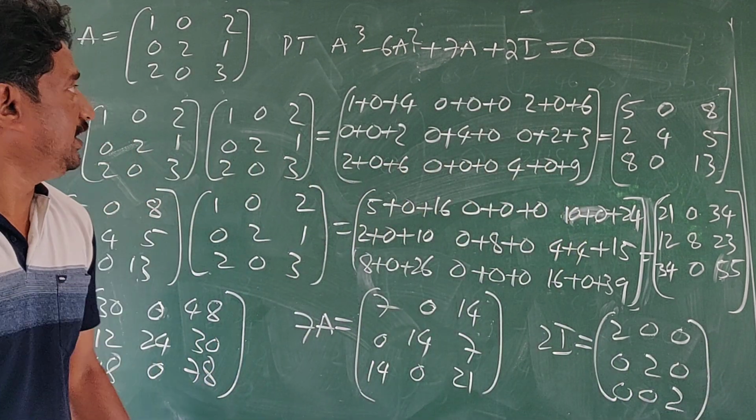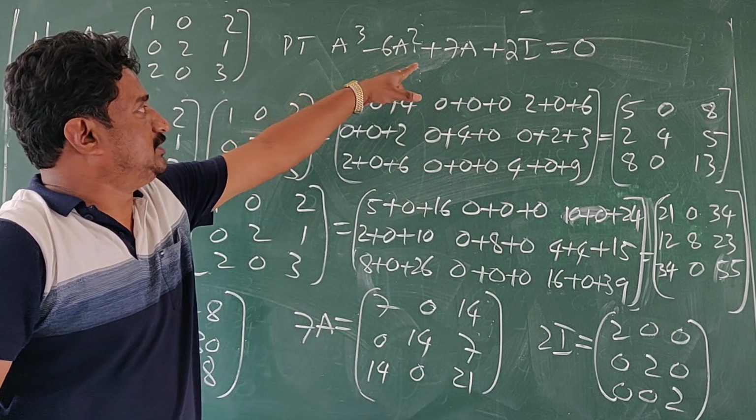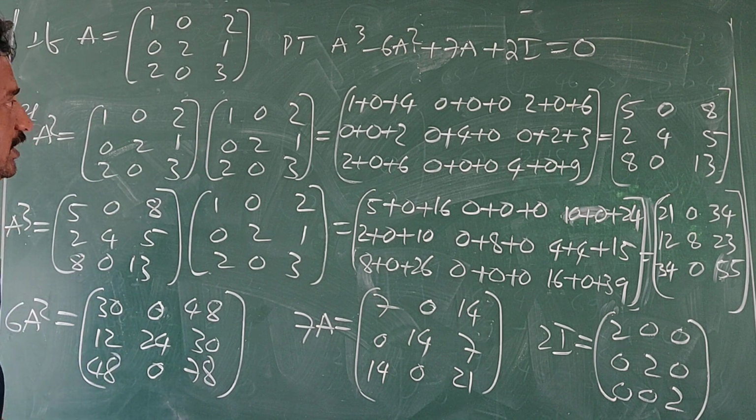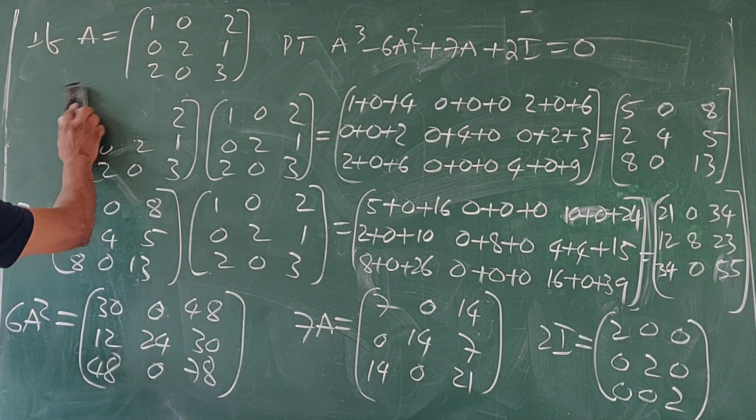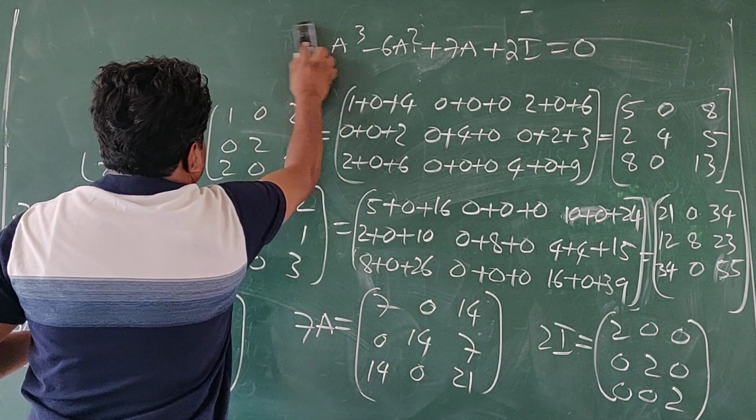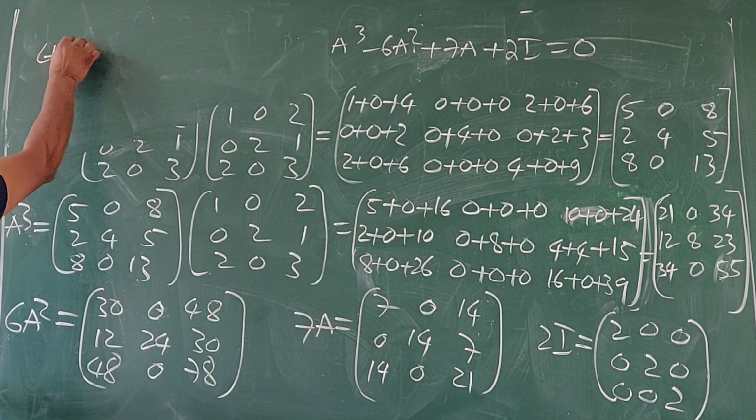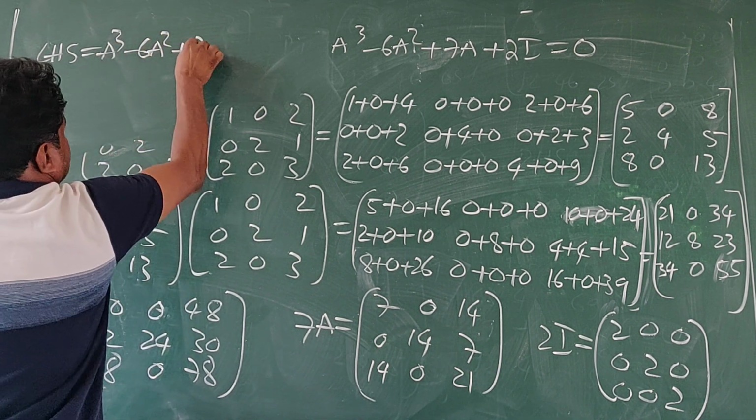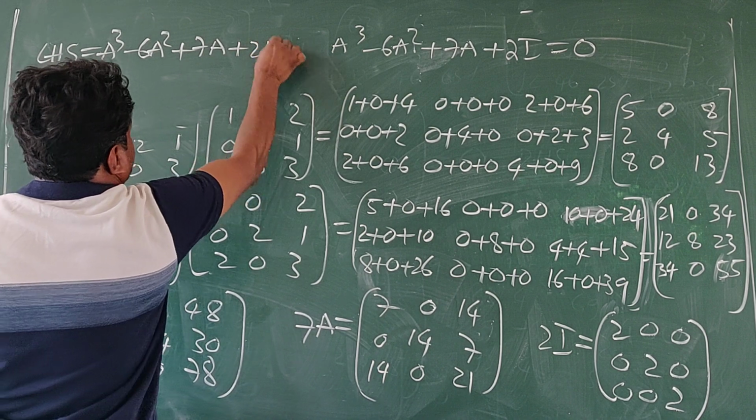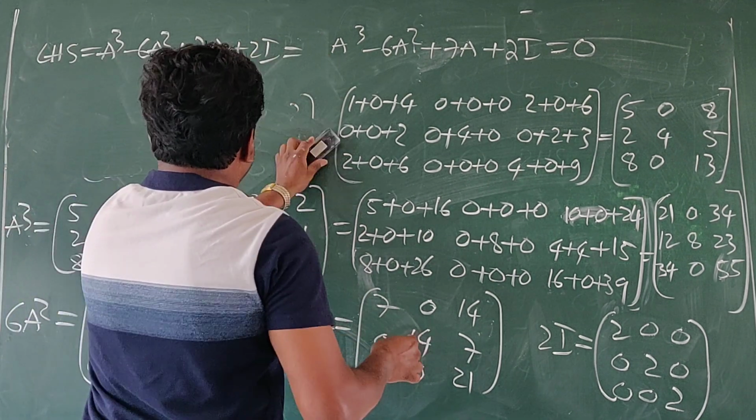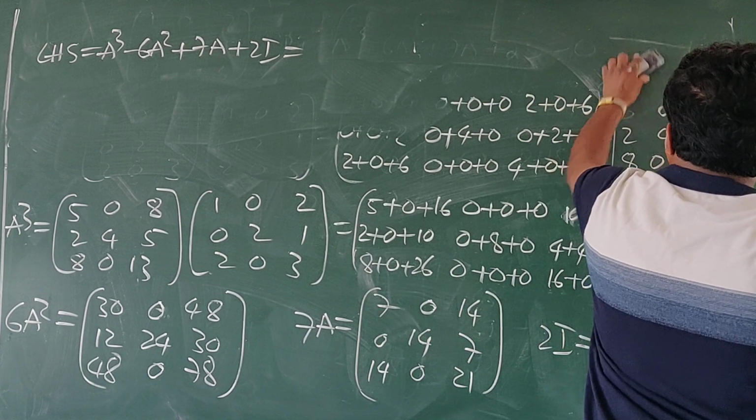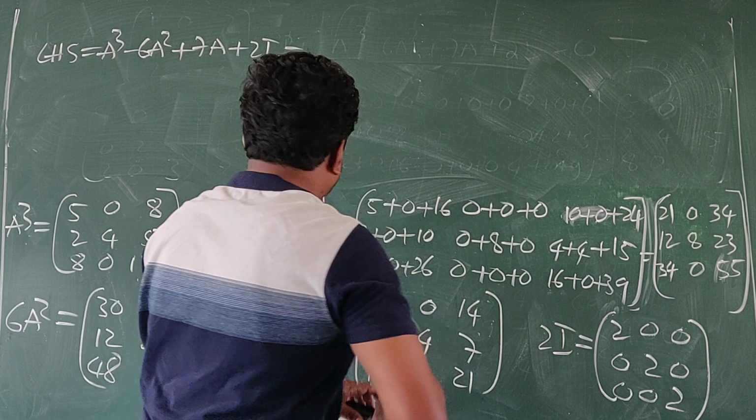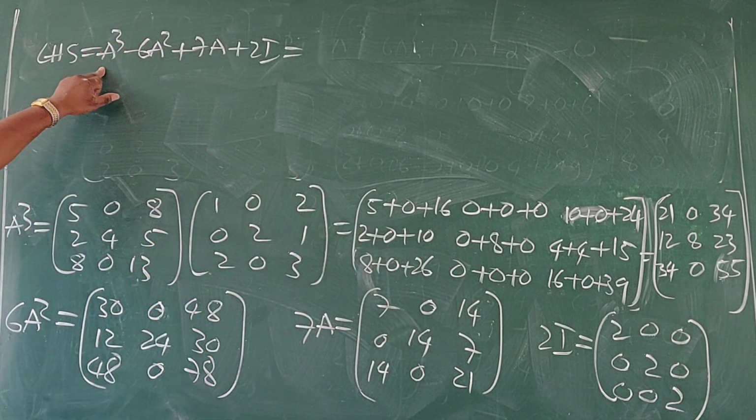I think we calculated A cube, 6A square, 7A, 2I. Now you take LHS and substitute in that. LHS is A cube minus 6A square plus 7A plus 2I, is equal to A cube. What is A cube?